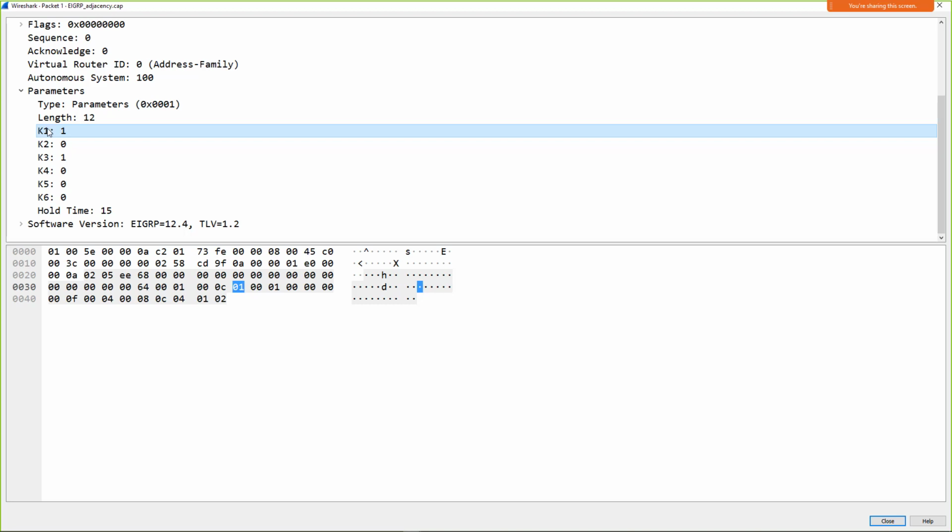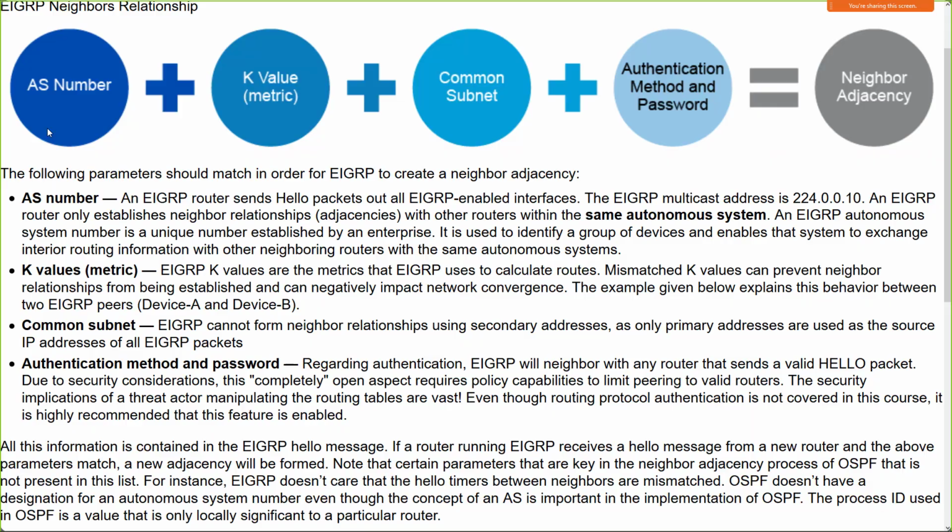In fact, Cisco says don't change the K values, because if you change the K values on one router, you have to change them on all the routers within the autonomous system, because those values have to match. All right? So K values have to match between the peers. Let's see. Common subnet. Yes. In the packets that are being sent, we would be able to identify whether or not we share a common subnet with the peer.